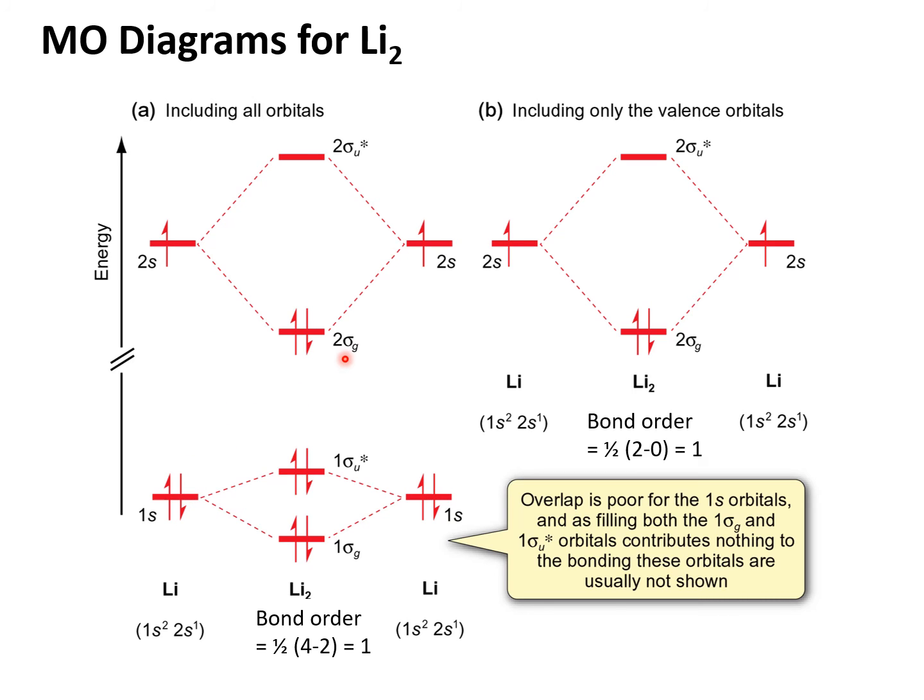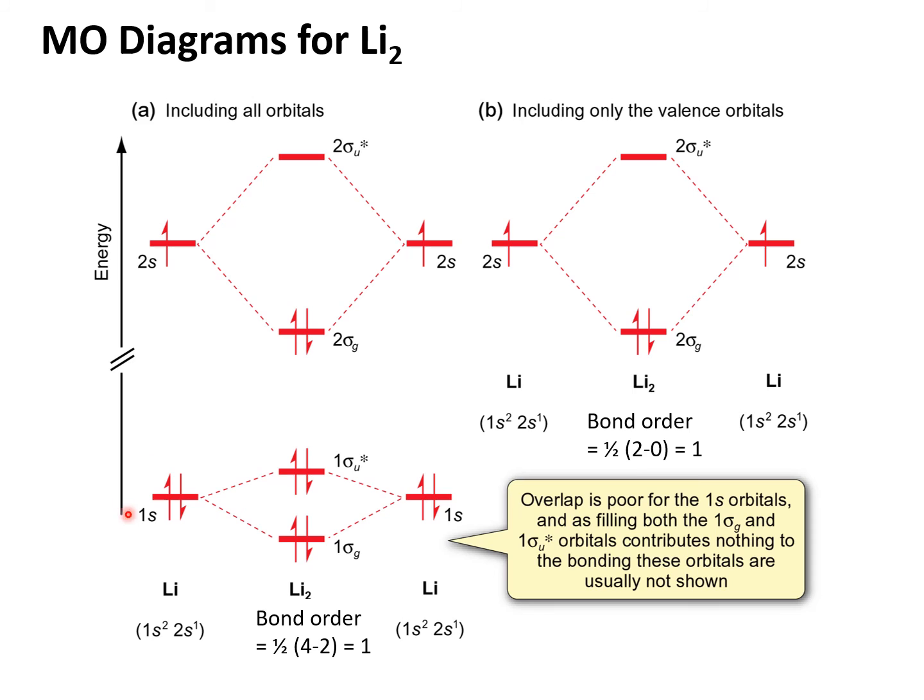Okay. And in this case, the bonding MOs formed from the 2s atomic orbitals are labeled 2 sigma G. 2 because this represents the second lowest bonding sigma molecular orbital. And the antibonding MO is labeled 2 sigma U star because it is the second lowest energy antibonding sigma molecular orbital.